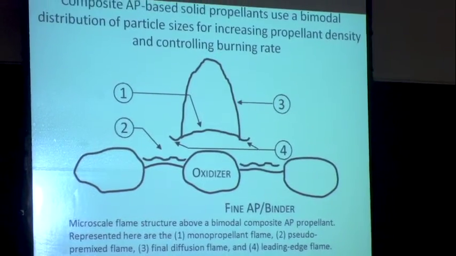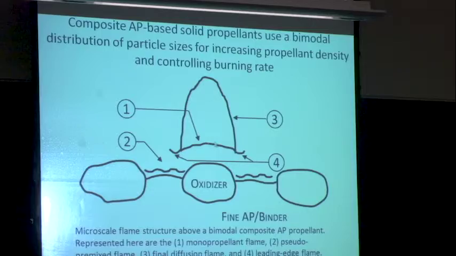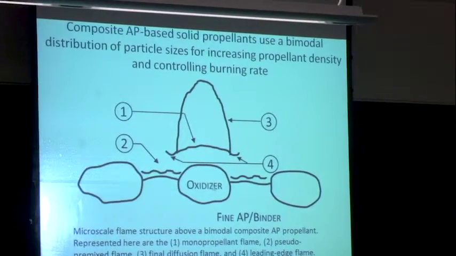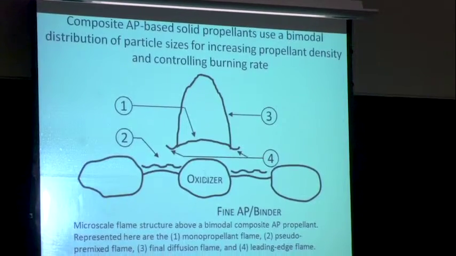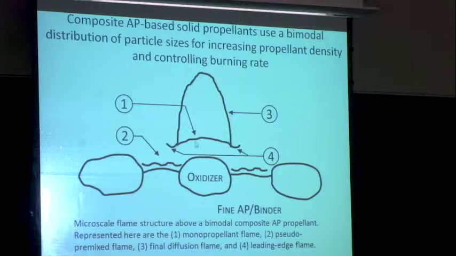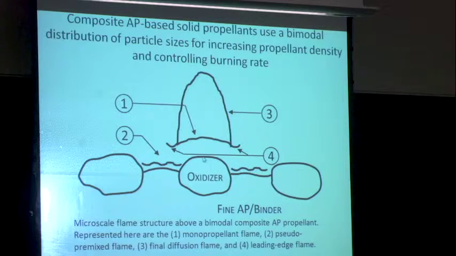A simplistic view, and I think I mentioned this yesterday, of how a composite propellant might burn is shown here, where I have the large oxidizer particles, and as they burn, since AP looks like a monopropellant, I'm going to have a monopropellant flame sitting above the surface here. If you remember, I'm going to have that proton transfer. The AP is going to decompose to something like ammonia and perchloric acid, and eventually, as that reacts in this monopropellant flame, the outcome is about 30% molecular oxygen up here.